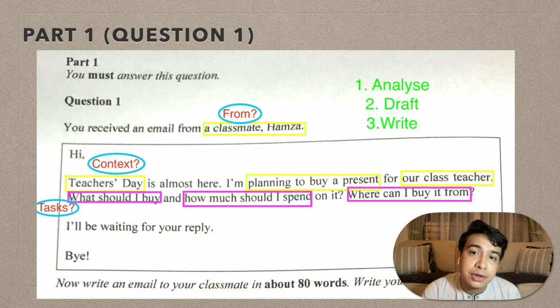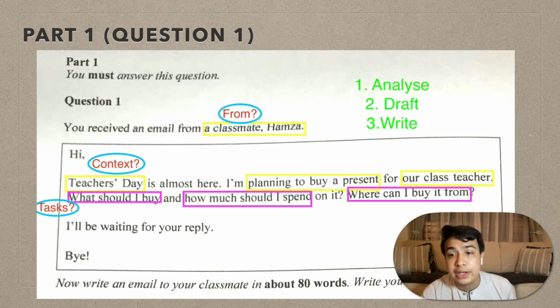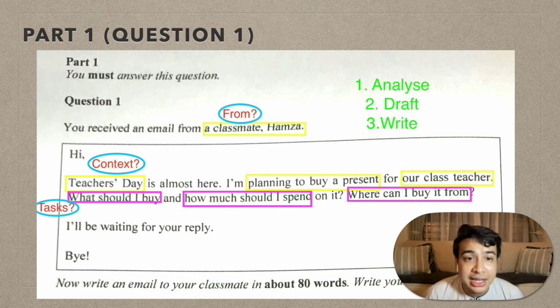Okay, so first of all, we're going to look at the first step. We are going to analyze this question. Okay, this question. So firstly, when you read the question, you have to identify who this email is coming from. So in this case, you know that this email is coming from a classmate, Hamza. So it should be addressed later on, a reply to Hamza, not to somebody else. Okay, and then look at what is the context of the email. So we know that this context is about Teacher's Day. All right.